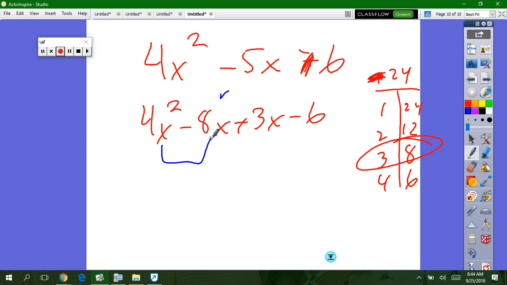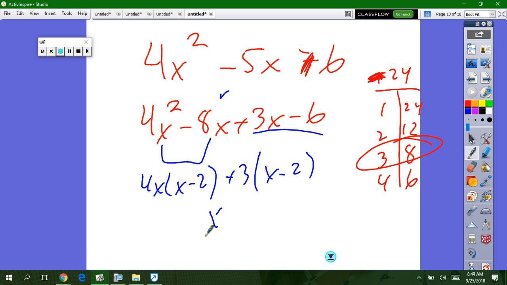A little bit higher. There you go. 4 and an x, and I'm left with x minus 2. Ashley, what do these guys share? What's left over? So I have x minus 2, that's what's going to come out. What's left over, though? There we go. Okay?